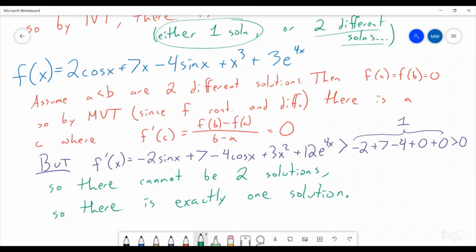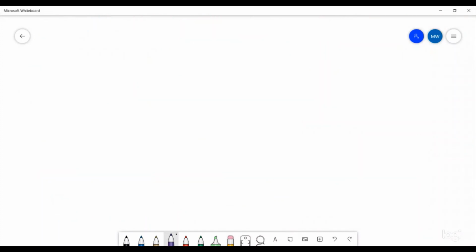Okay, let's do another problem. Prove that the absolute value of cosine of 4a minus cosine of 4b is less than or equal to 4 times the absolute value of b minus a.